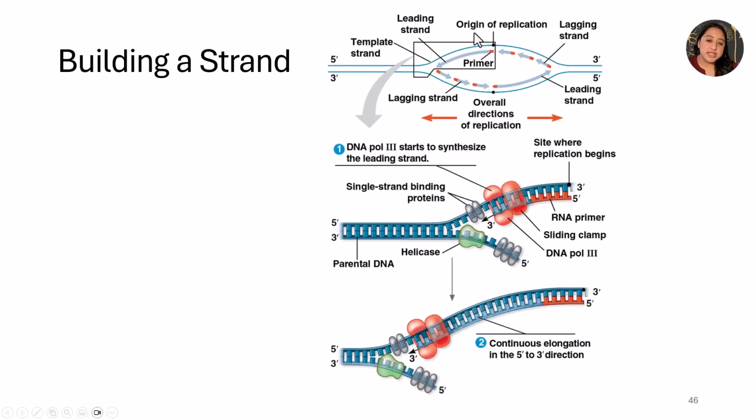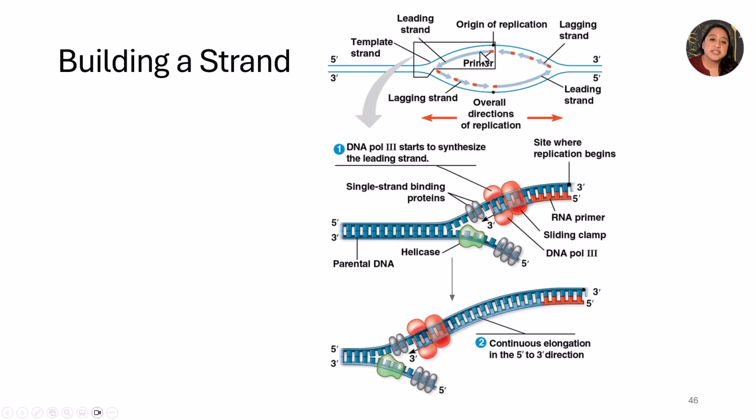So if you notice, here's the replication bubble. This strand is 5' to 3', and so the strand that you're building is the opposite direction. So this is the 5' end and it's growing at the 3' end, right? And so that's a pretty clean build. You put down a primer and you just keep going and you keep unzipping, and then you can keep growing the strand longer and longer. So that's why it's the leading strand, because it's going ahead.